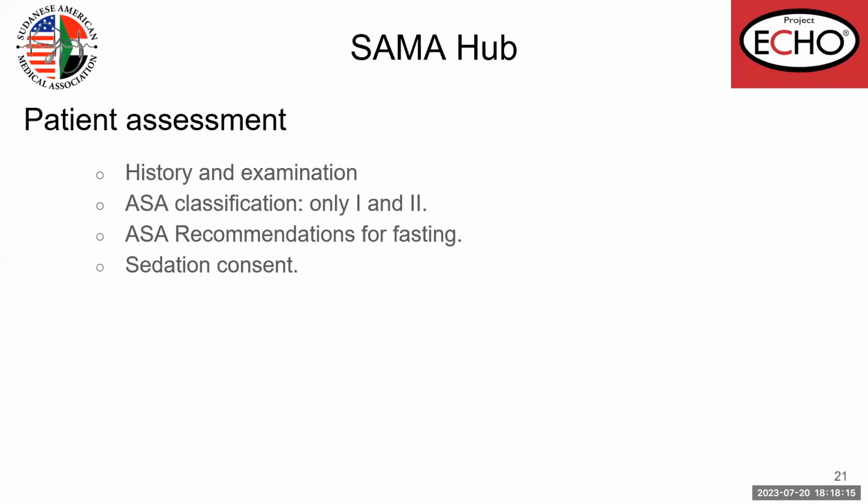So starting with patient assessment, I have to look at the history and do a very proper examination. I have to look at the ASA classification, and we will look at it in a minute. And just put in your mind, for the ASA classification, I can only treat patient class 1 and 2 in sedation. From class 3 and above, I have to go for general anesthesia. Also, I have to look at the ASA recommendation for fasting, and we will state it now.